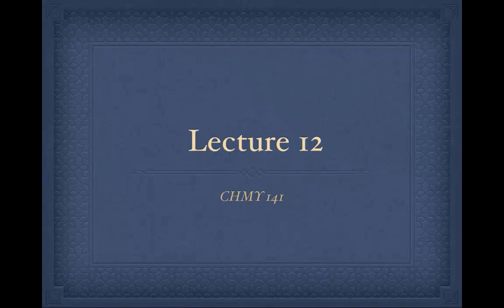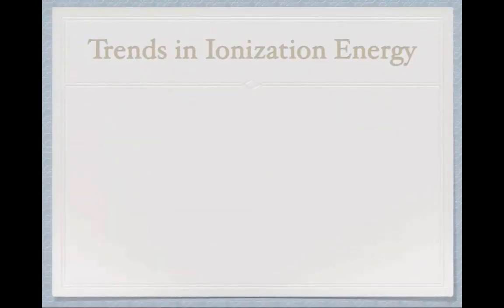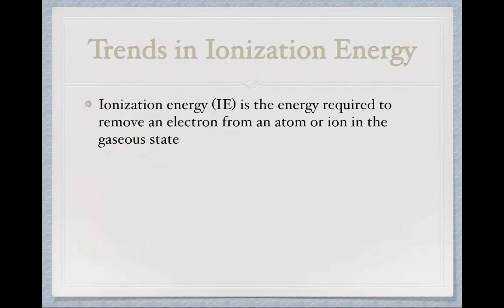We're going to finish up our ventures in Chapter 4 and get started in on Chapter 5 in this lecture. So the last couple things that we want to wrap up in Chapter 4, one of which is trends in ionization energy. Now, ionization energy is the energy that is required to remove an electron from an atom or an ion that is in the gaseous state.